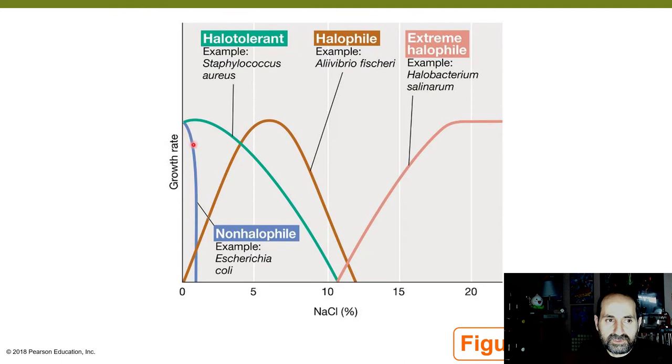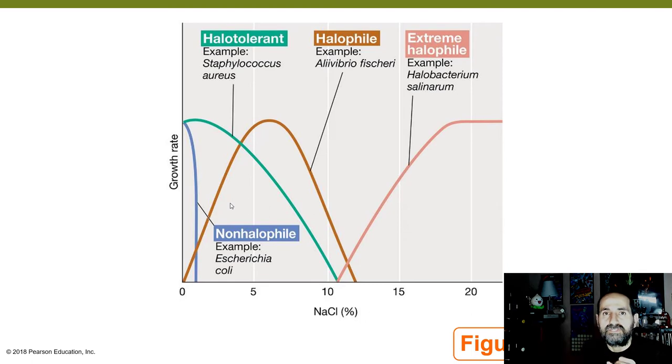So you can see here a typical bacterium like E. coli does not have a very strong ability to grow in salty conditions. Even about 0.5% salt to 1% salt is about what it can withstand. But these halotolerant bacterium can withstand up to 10% salt. An example is Staphylococcus aureus, and that makes sense because on your skin grows Staphylococcus aureus. Halophiles can grow up to 12% salt, and then the extreme halophiles can actually tolerate more than 20% salt solution.